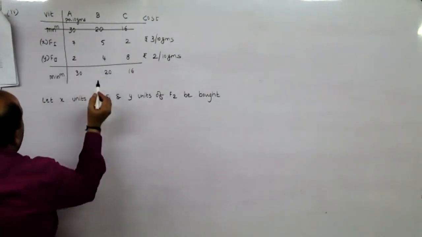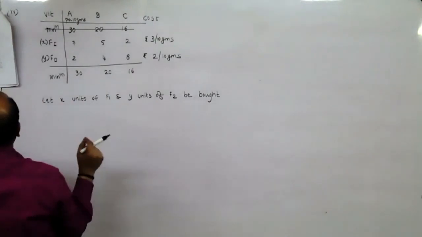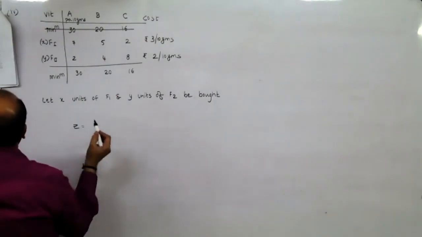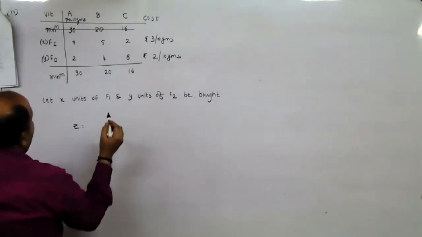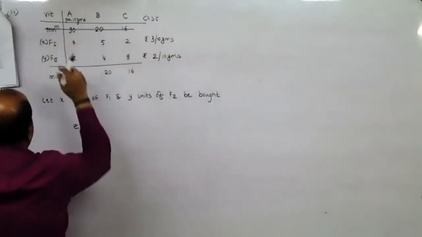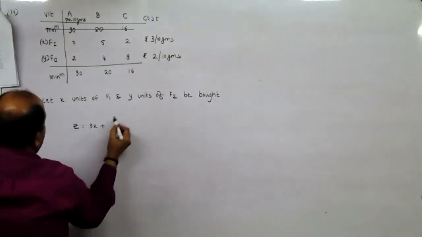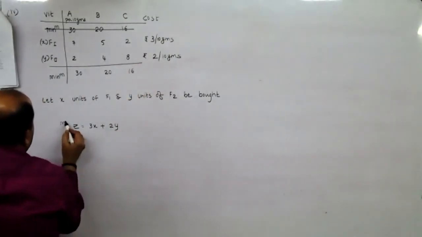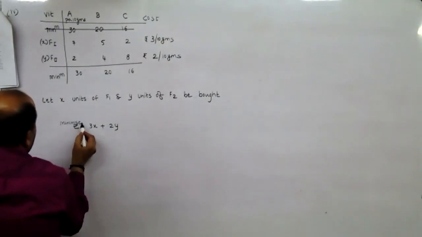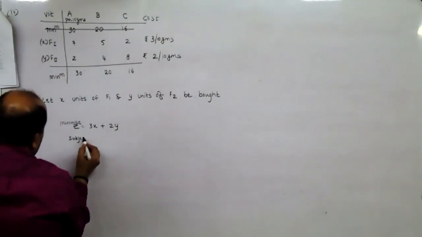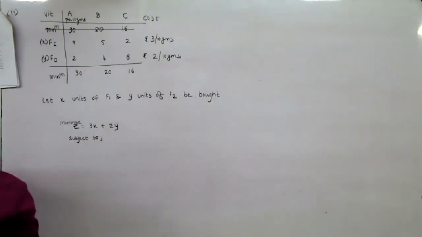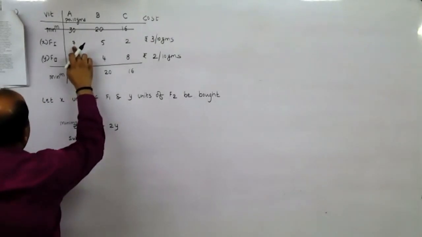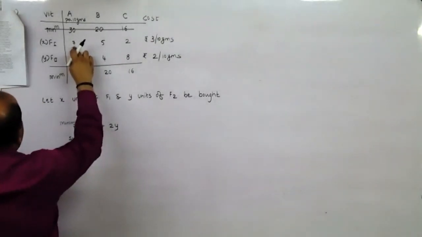First of all, towards the end, they would have mentioned what our objective function is. The objective is to minimize the food bill. 3 rupees per 10 grams for X units, so 3 into X plus 2 rupees per 10 grams, plus 2Y. And this has to be minimized, subject to some constraints.